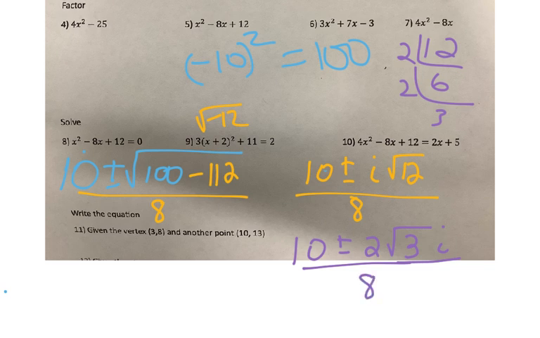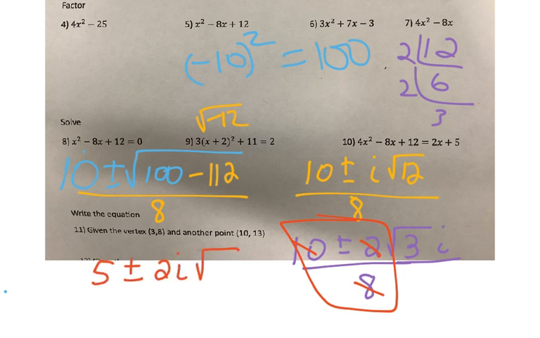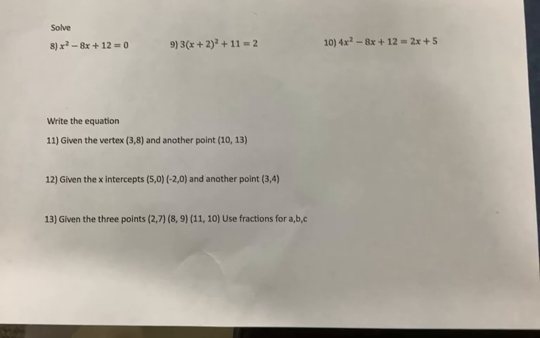And now that there's a 2 in each one of these terms, I can cancel out. You cannot just cancel out here. That is not good. You've got to have it in all 3 spots to be able to cancel out. And so we do here. So it's 5 plus or minus 2i square root of 3. And again, the i could be in front or back. And that's your answer. All right, next problem.